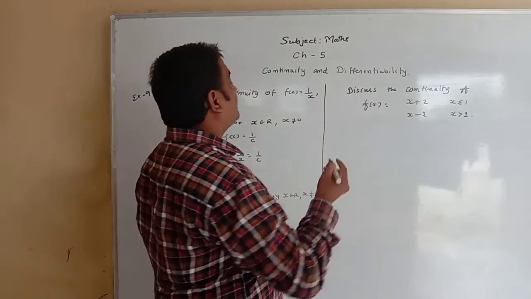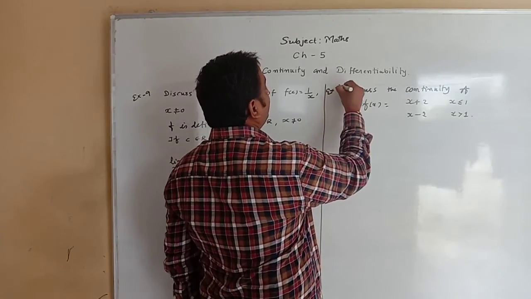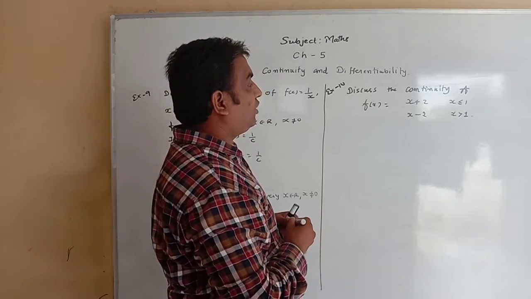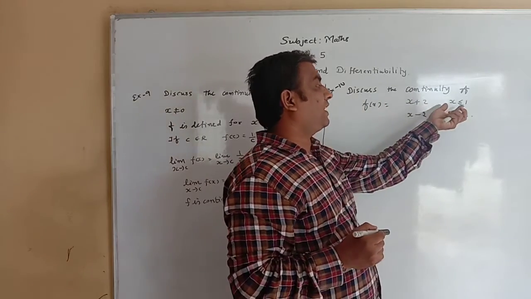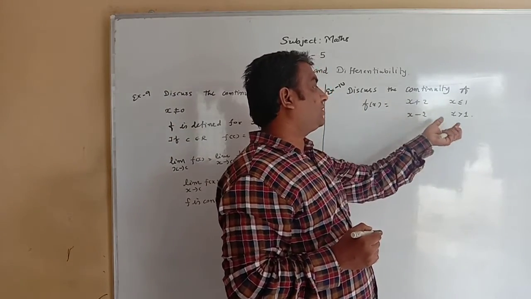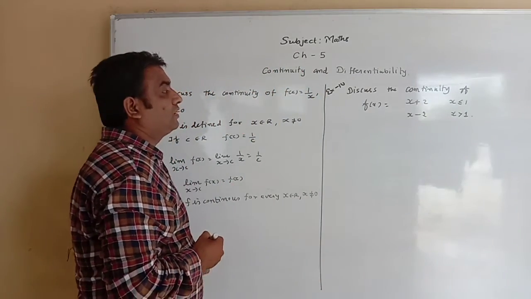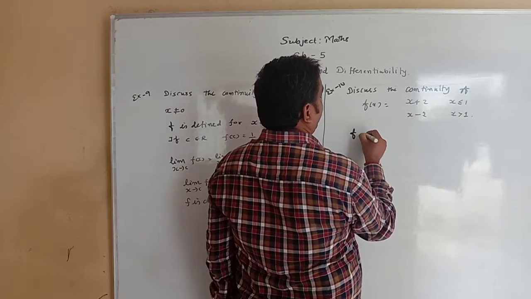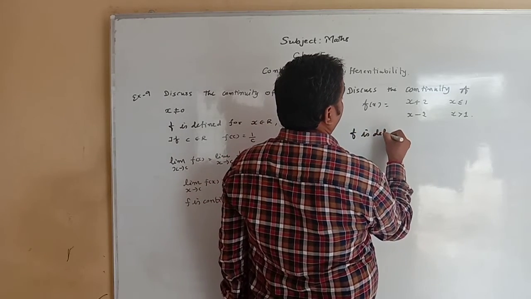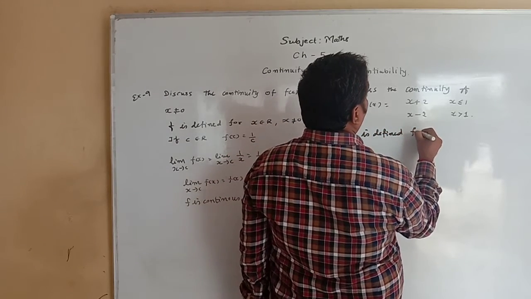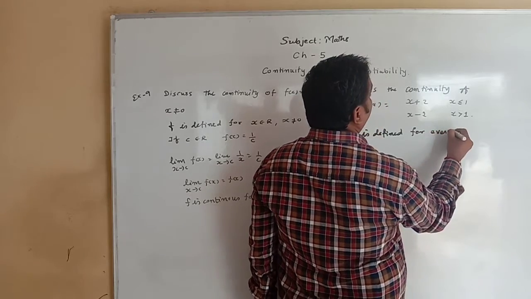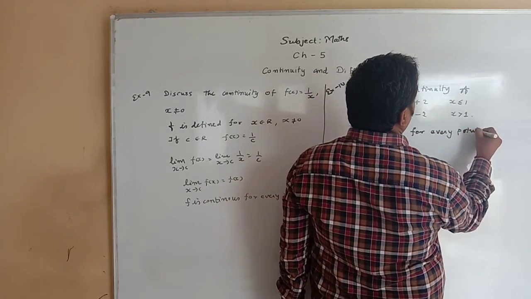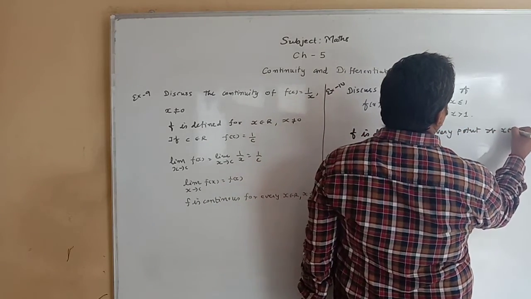Now example 10, we have to discuss the continuity of f(x) equals x plus 2 when x is less than or equal to 1, and x minus 2 when x is greater than or equal to 1. So here we can see clearly f is defined for every point of x belongs to R.